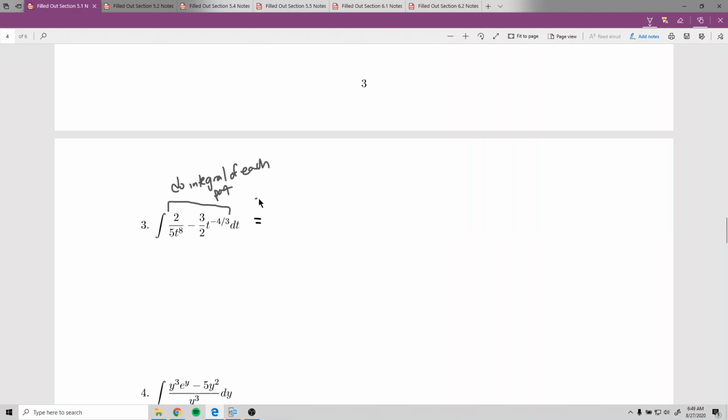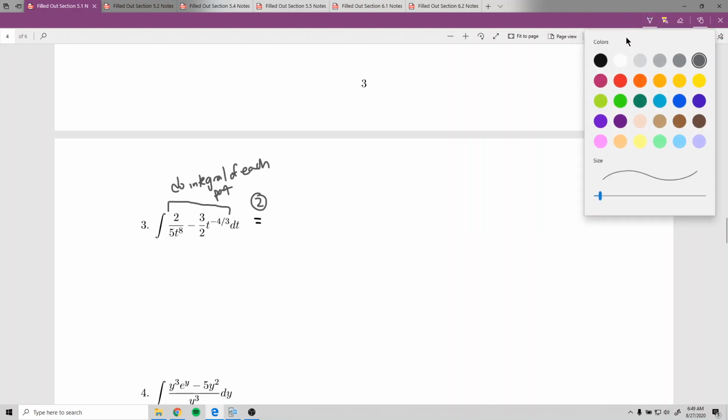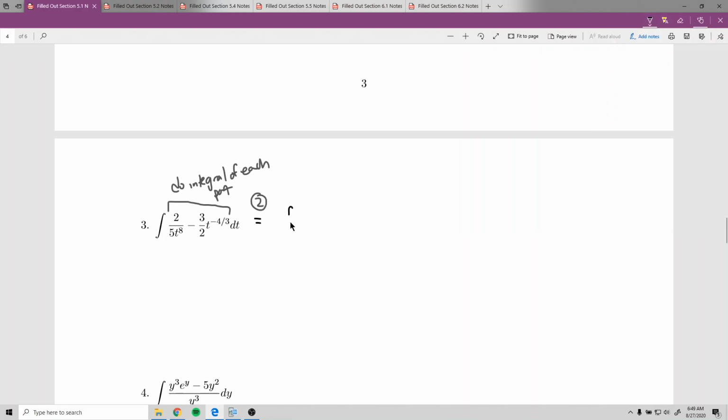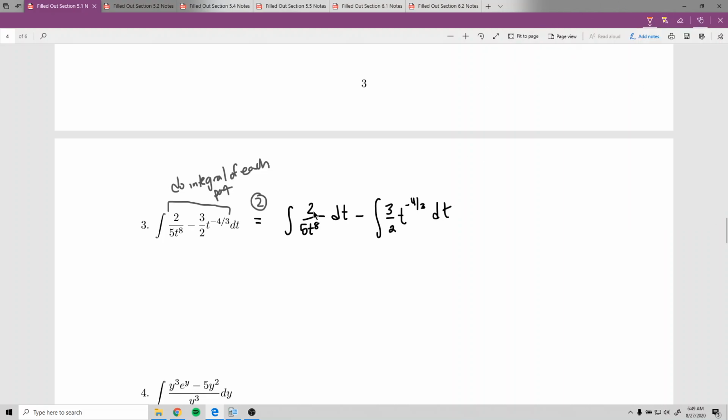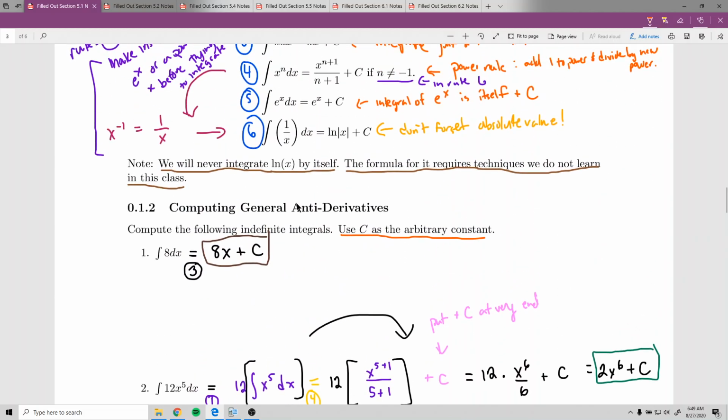Right, and we called that rule 2 from above. So I got 2 over 5 times t to the 8th. After each integral, you do need to put a dt. So now that I'm splitting up my integral, I'm going to have 2 integrals with 2 dt's. Then we have a minus, and then the other integral has 3 over 2 t to the -4/3 dt. Okay, so this is using rule 2 here with a minus.